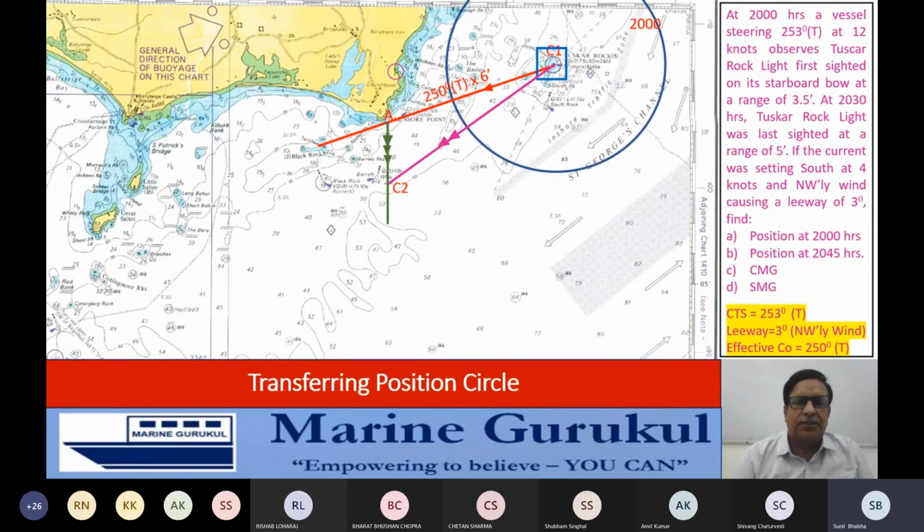So now with C2 as center and the same radius of 3.5 miles as that of the 2000 hour circle, we draw the transferred position circle, which is now shown here by the red position circle. So this is the transferred position circle for 2030. Any doubt up to here, beta, in the transfer of the position circle? No, sir. Very good.